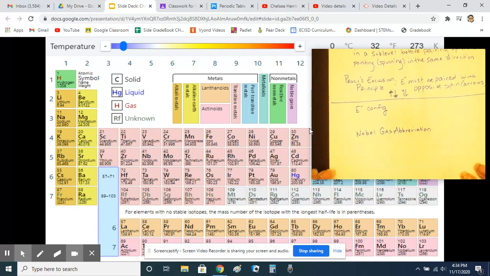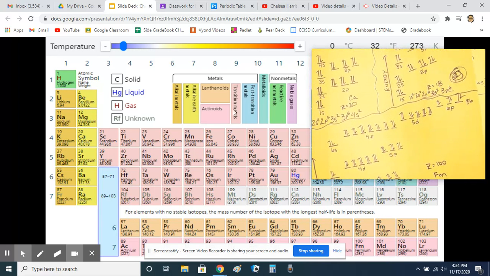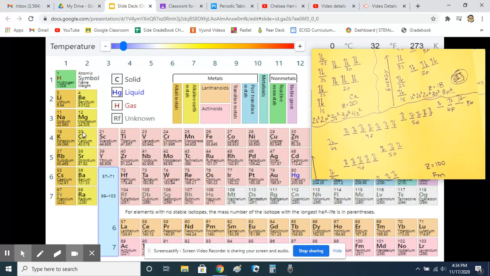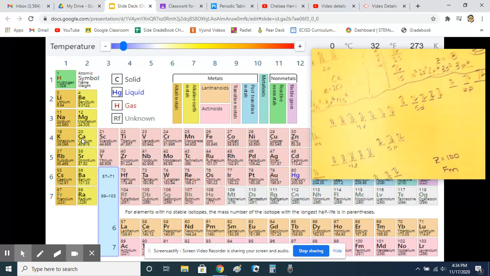We can actually use argon and the other noble gases as a shortcut tool. When you look at any element on the periodic table, find the noble gas that you will pass by on your way to the element you're talking about. For example, for calcium, if you go from left to right and then go down on the periodic table, you will pass by argon and then hit calcium, because argon comes before calcium.